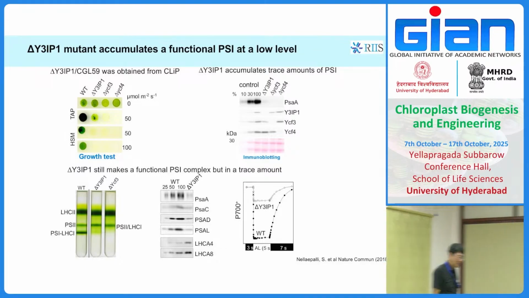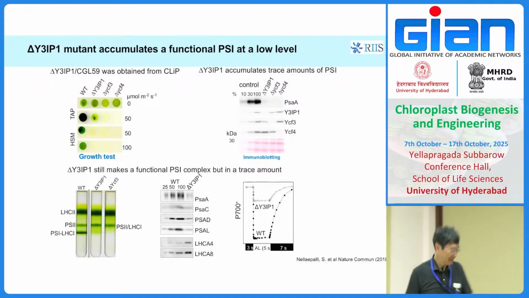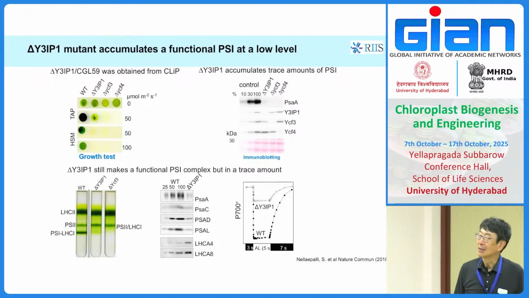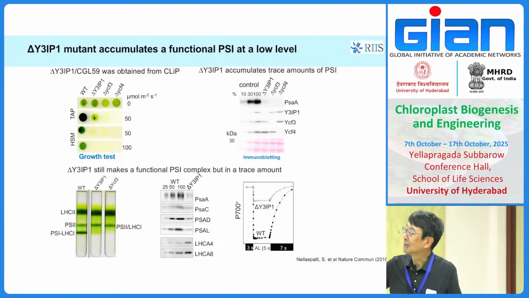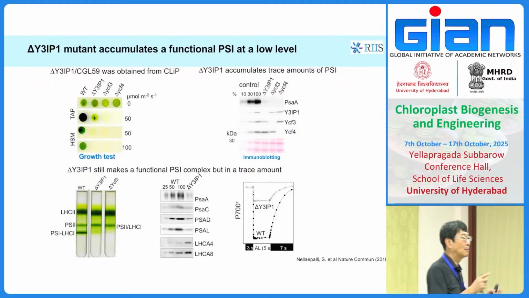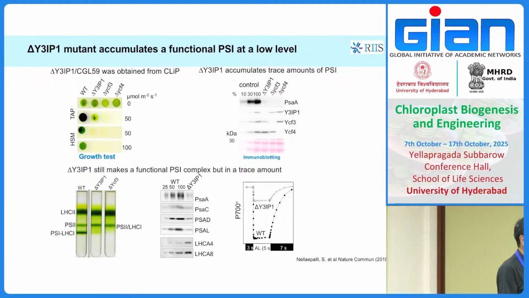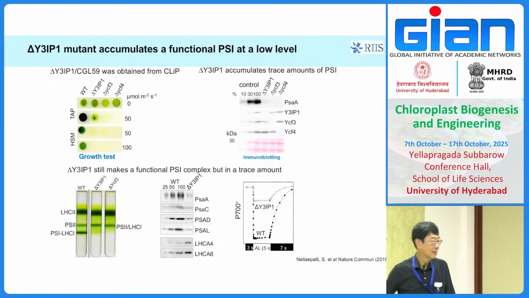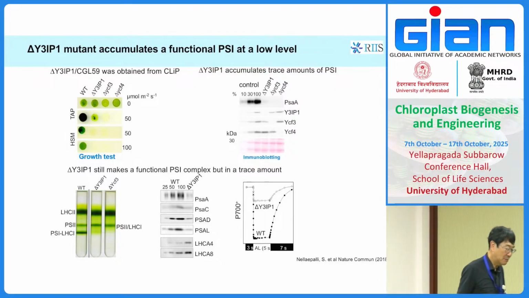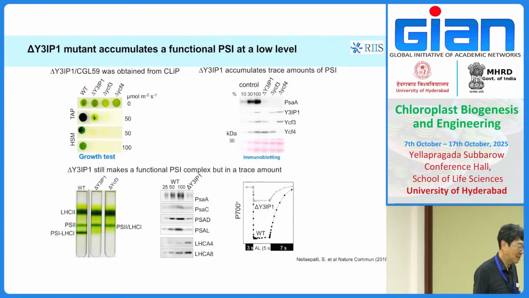Okay, it's always good to suspect the data or possibilities. So now the question is: this is a knockout mutant, but part of Y3IP1 may be expressed and translated and present somewhere in a small amount that couldn't be detected by immunoblotting, and that also had assembly of PS1. But when we submitted the paper, no reviewer complained about this. So it's just a possibility.